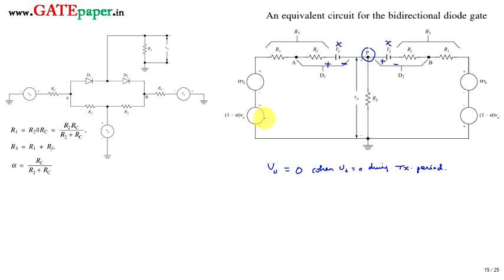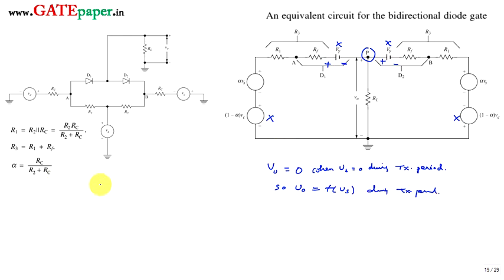No need to consider this Vc during the transmission period, because both are the same in magnitude but opposite in direction, so they don't have any effect at the output voltage when Vs is equal to 0. So V0 is only a function of Vs during the transmission period.